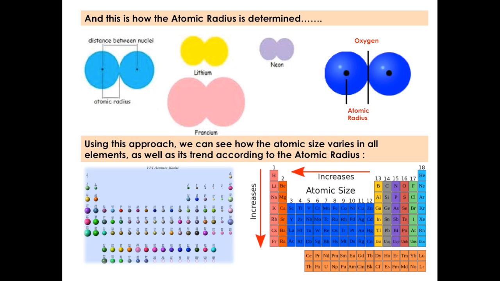So the atomic size will increase from right to left in the periodic table and from top to bottom. From top to bottom, it's easy to picture it as we increase the number of electrons, and the more electrons we have, the bigger these atoms will be.